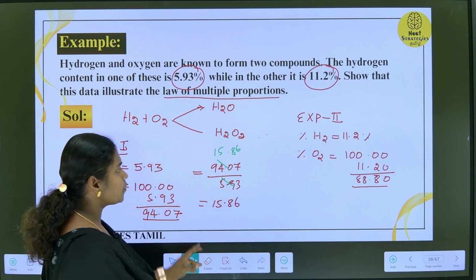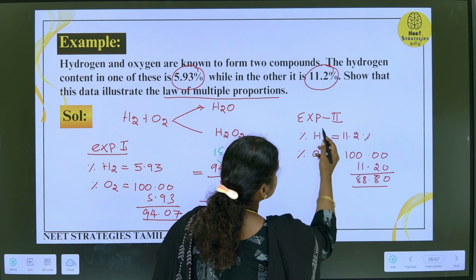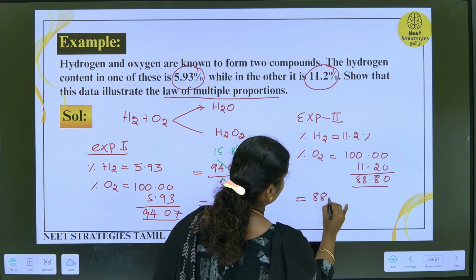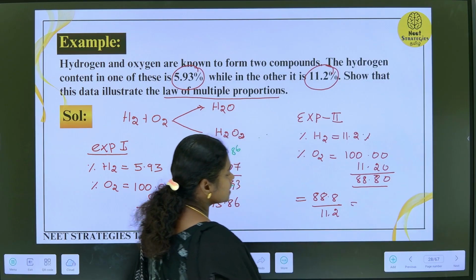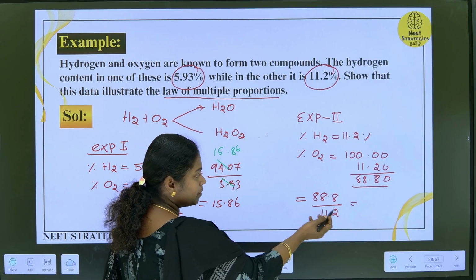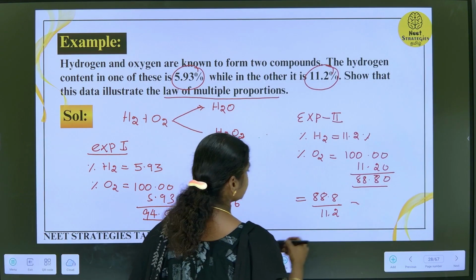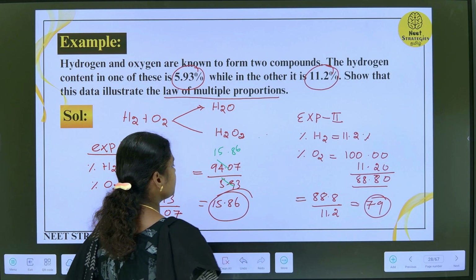Okay, 15.86, let it be. Now in this case, similarly take oxygen percentage divided by hydrogen percentage, percentage of oxygen upon percentage of hydrogen. Okay, it is about 7.9 times.